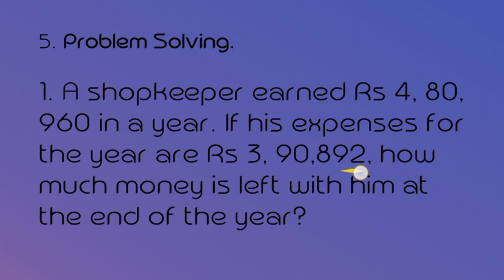Okay, so you have to find out how much money is left with him at the end of the year. So what you have to do, from 4,80,960, what he is earning, if we subtract 3,90,892, what he is expending, what he is giving, we will get the money which is left with him at the end of the year, because this much he is earning, this much he is expending. So you have to know how much money is left. So from what he is earning, if we minus what he is expending, we will get the amount left.